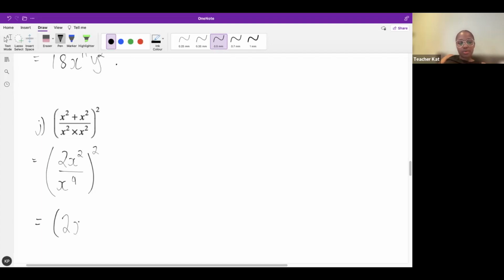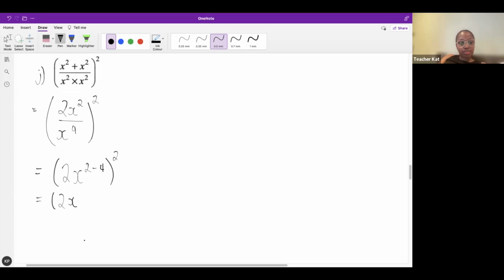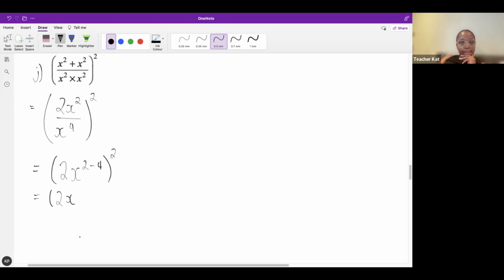For the x, what are we doing with my exponents? We're subtracting them. So it's 2 minus 4 all squared. So it's 2x to the power of negative 2, all raised to the 2. Now we work with my exponent that is outside and we distribute. So then it'll give us 2 squared times x to the power of -2 squared.